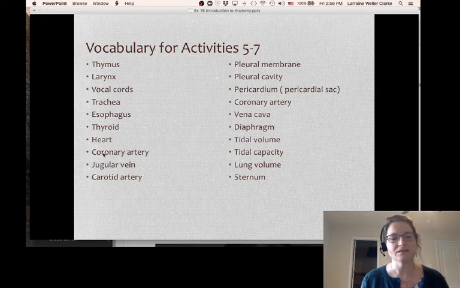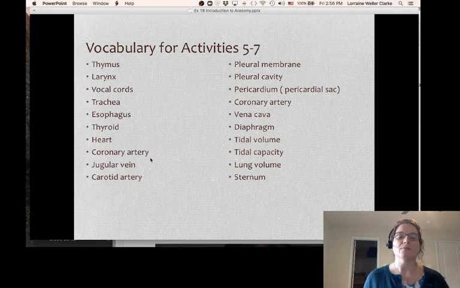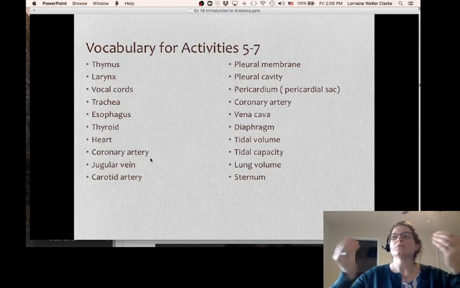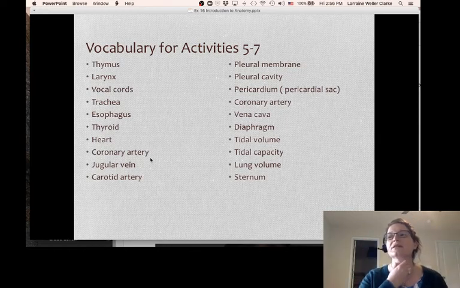The heart, coronary artery, that's what pushes the oxygenated blood back out into the rest of it. Jugular vein, the major vein that pulls in all of them, okay? And those are in your neck.